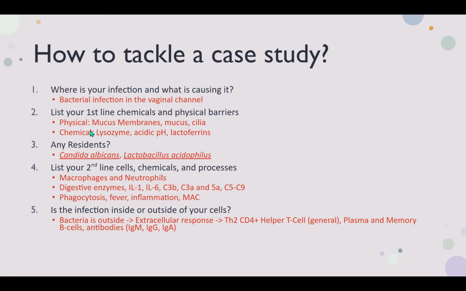And then chemicals in this area, I have lysozymes, acidic pH, and lactoferrins. What I'm going to tell you is try to at least memorize two of them. Don't leave any of these questions blank. Just give yourself the best chance. Most of these will have mucus and mucous membranes, and then if you're missing the third piece, at least you get two of the three correct on that one.